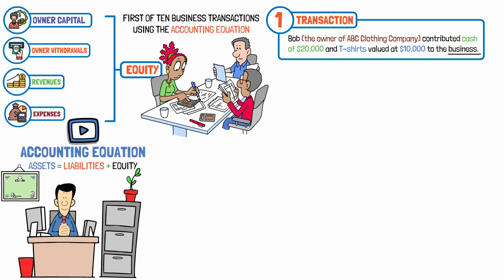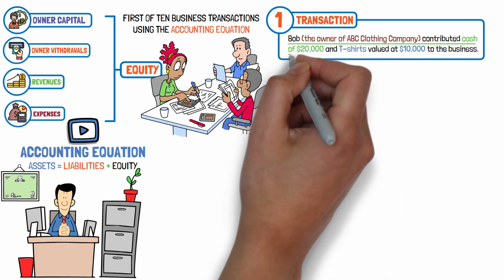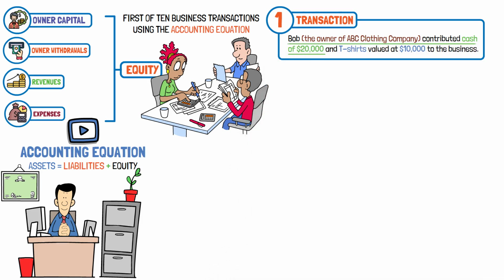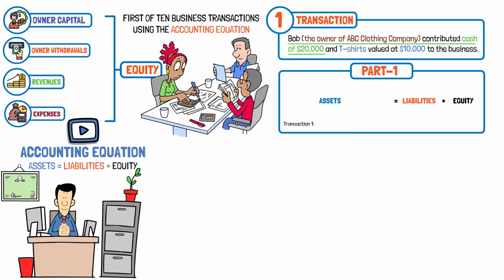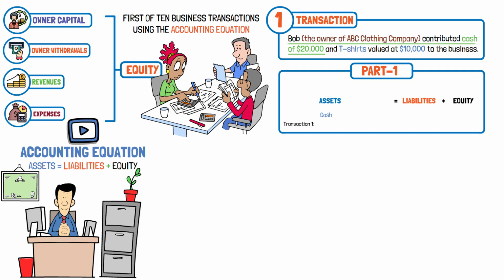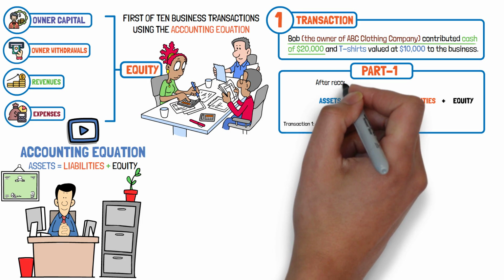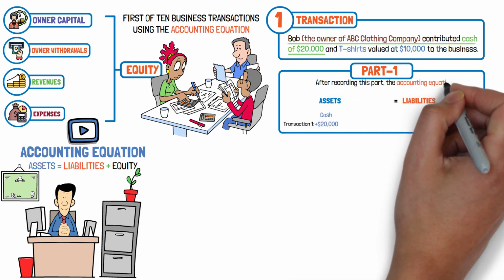Part 1. The first part to account for is Bob's contribution of $20,000 in cash to ABC Clothing Company. Since cash is an asset, it will be recorded under the assets section of the accounting equation, showing an increase of $20,000. After recording this part, the accounting equation will look like this.